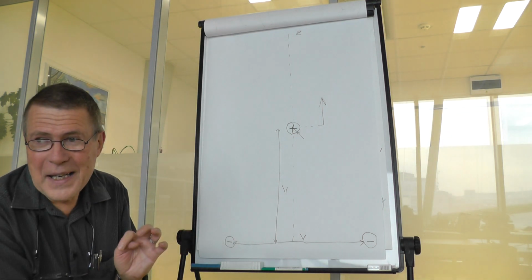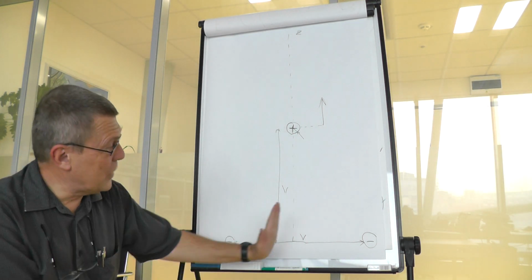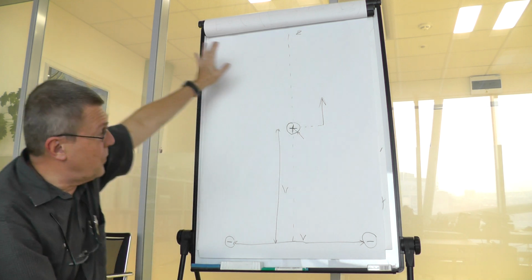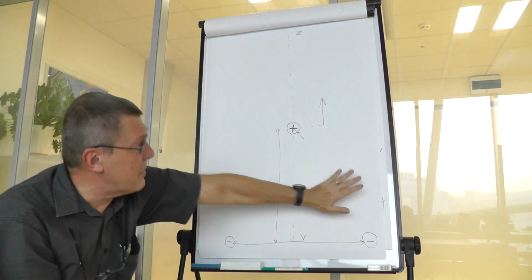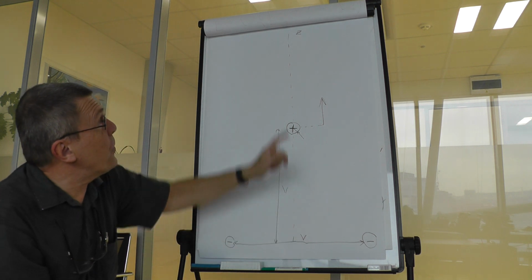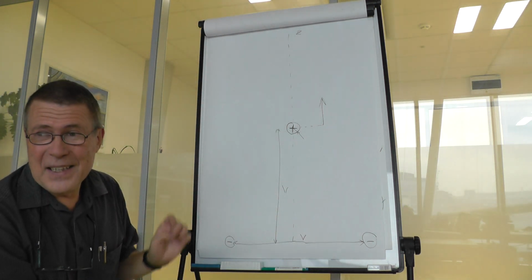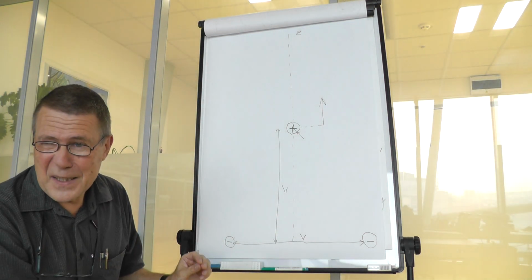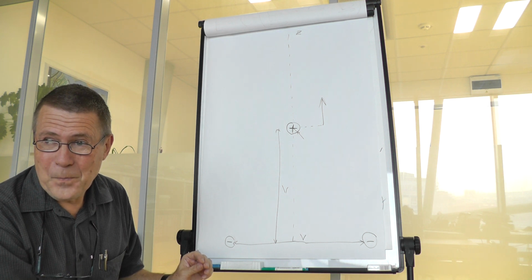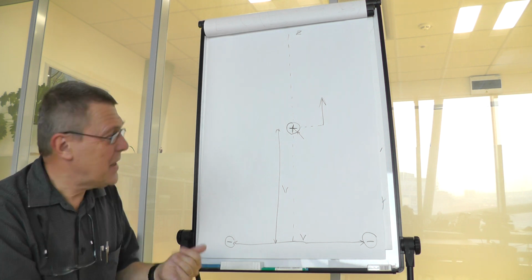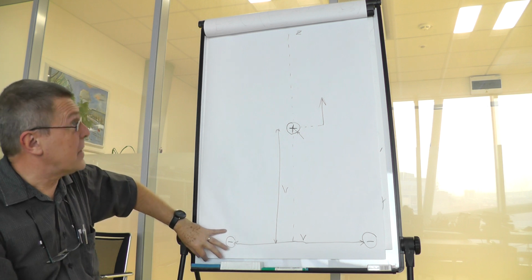And my hint is, yes, it will be on the axis of symmetry. So don't try to find it here or there. On the axis of symmetry, for some value of z, there would be zero field. And the task is to find where.